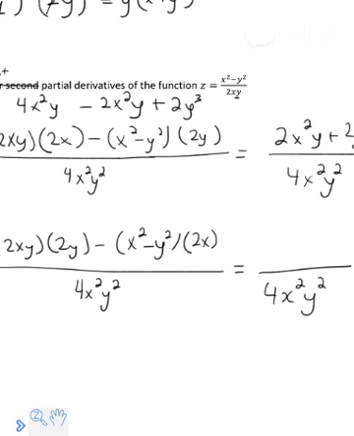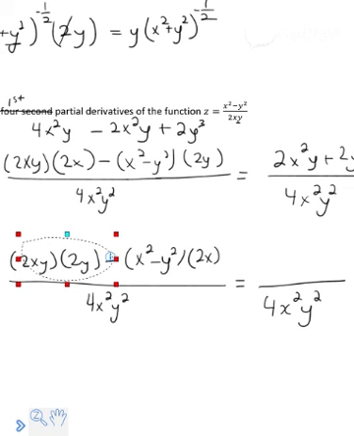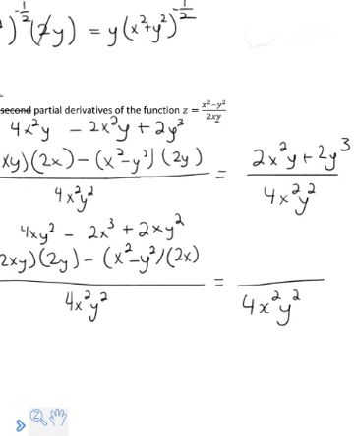x squared y squared, combining some like terms in the numerator, this combines into 4x y squared minus 2x to the third plus 2x y squared. Combining some like terms there.